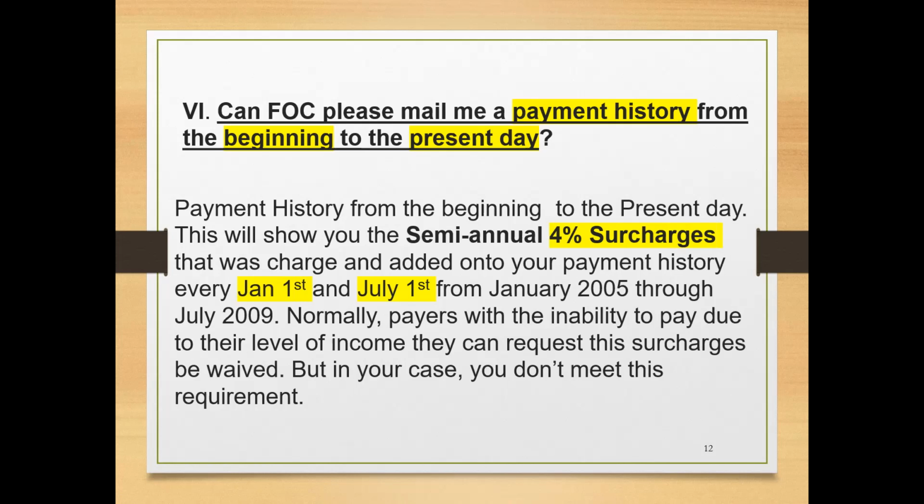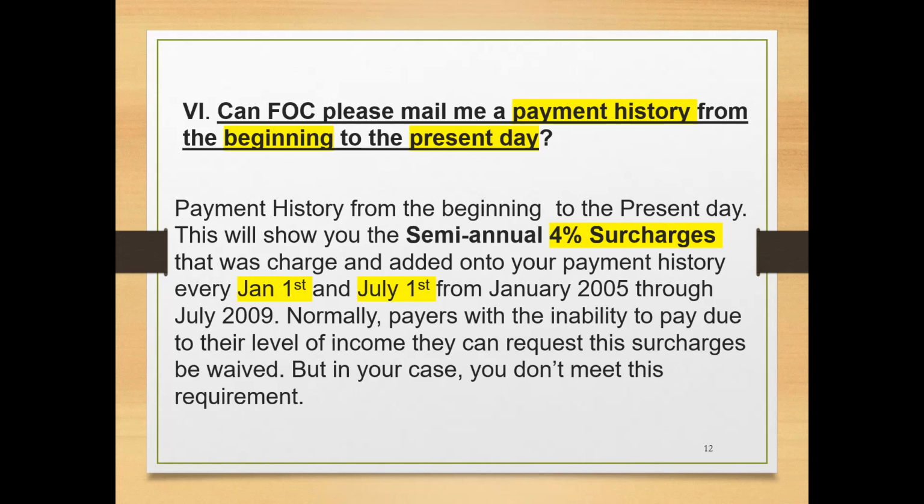That's part of the motion of the plan of action today. So this verbiage in yellow, where it says 4% surcharges that were charged or added to your payment history every January 1st and July 1st, starting from 2000, well, it can go all the way back to the 1990s, but they won't give you that information because their system doesn't go back that far. So you can ask for those surcharges to be waived, okay, from every January and July, all the way up until July, I think, yeah, it's July 2009, okay?